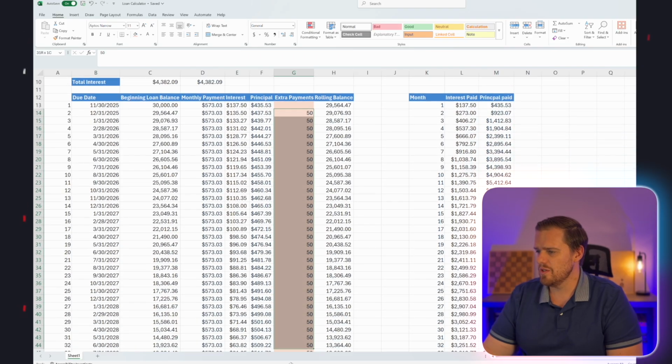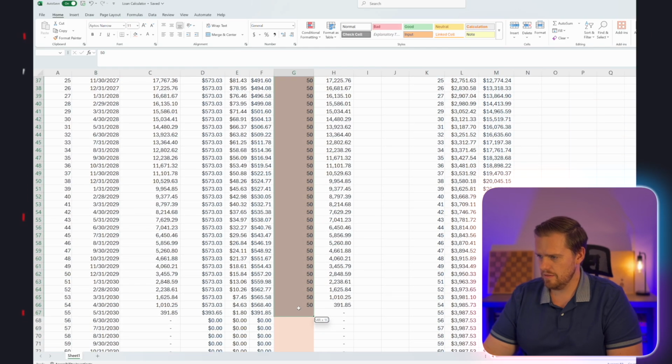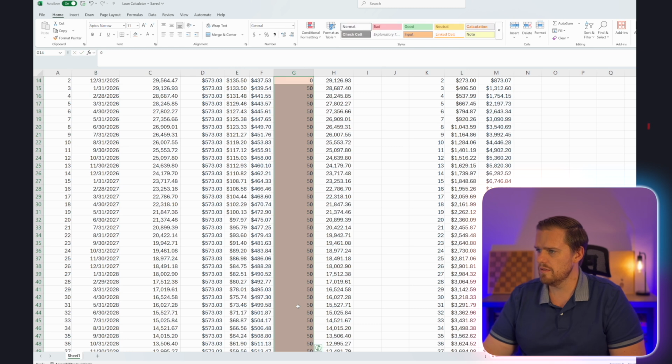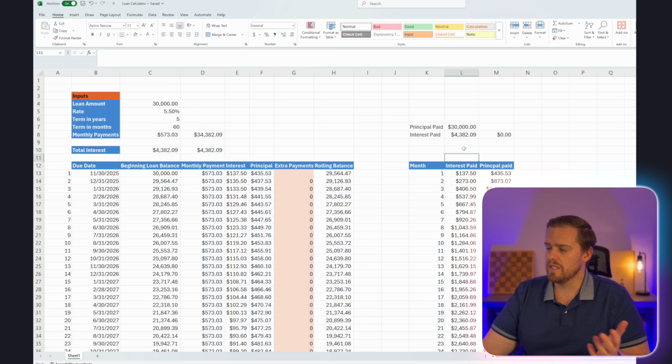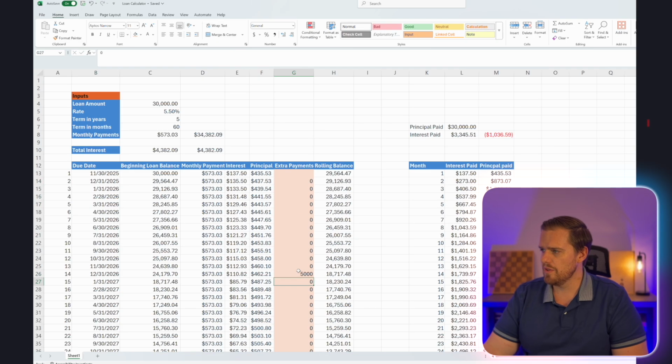And now I know in the grand scheme of things on a $30,000 loan, this isn't huge numbers, but every penny counts, especially in this economy, right? So let's go ahead and take a look, and if we zero this out, zero, shift down, we see that we tie out again on our total interest paid. But let's go ahead and say, once a year in December, I get a $5,000 bonus and I want to go ahead and put that in there.